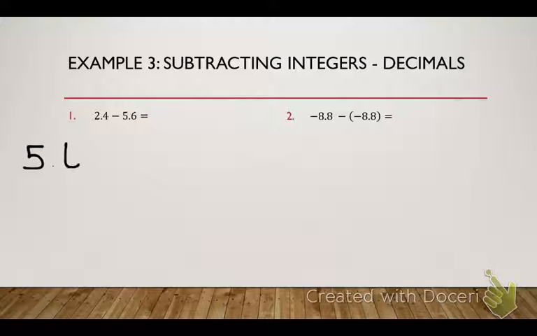5.6 minus 2.4. Remember, these are absolute values that we're subtracting. Why did I put 5.6 on top? I put the larger absolute value on top, just like my regular subtraction rules. So now when I subtract them, I get 3.2.